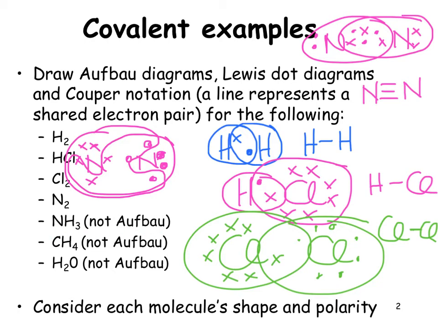You're going to need to draw things like ammonia, methane, and water. And we now need to, it says, consider the molecule's shape and polarity. I'm sure you can all agree that this is a straight line. It's called linear.